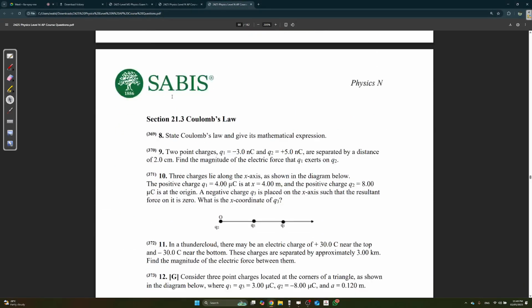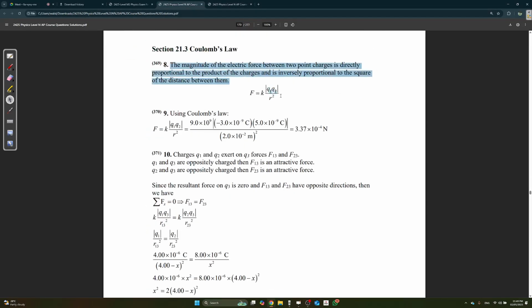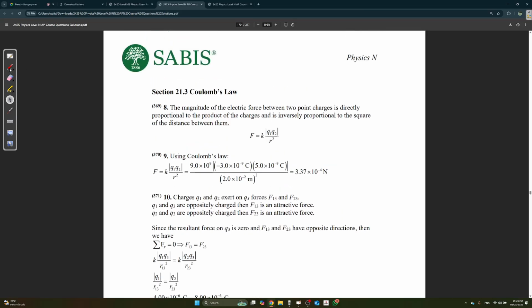Question 8. State Coulomb's law and give its mathematical expression. Coulomb's law, it's literally this, and I think you should memorize this, okay? The magnitude of the electric force between 2 points is directly proportional, okay, to the product of the charges and is inversely proportional to the square of the distance between them.